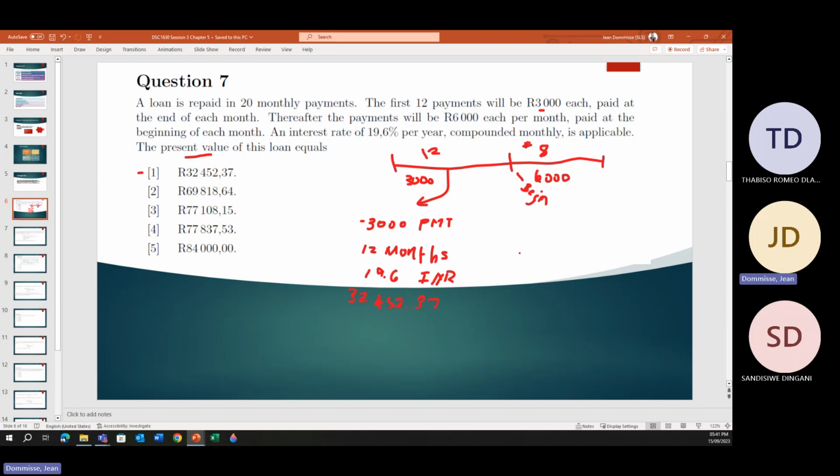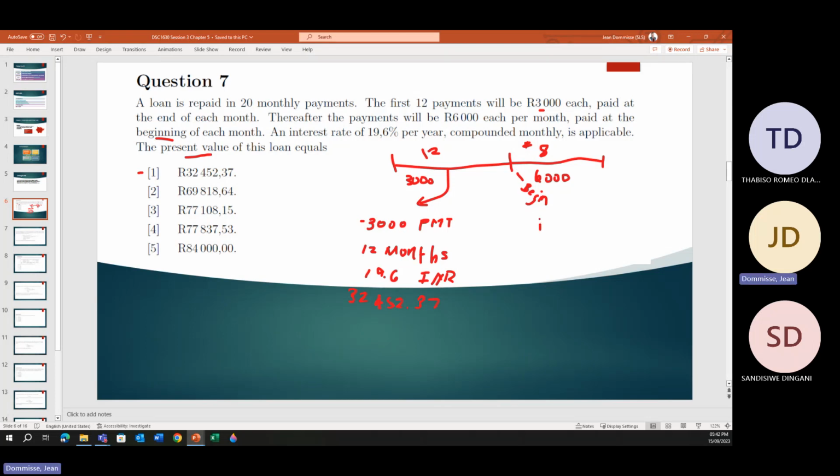So we will need to work with the 8 months of the 6,000. Very important in the second part, they tell us that it is the beginning of each month. So not the normal way where it's the end of a month, it is now at the beginning. So on your financial calculator, we will need to change it from the end of a month to the beginning of a month. That's the first thing that we need to do.